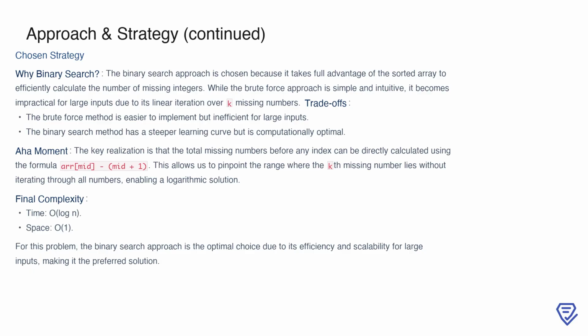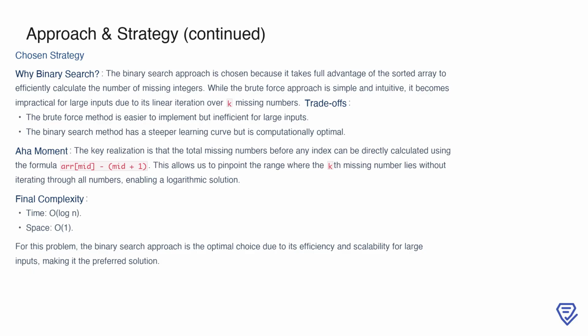While the brute force method is intuitive and straightforward, its inefficiency for large inputs makes it less suitable for scalable solutions. The binary search method, on the other hand, offers logarithmic time complexity and constant space usage, making it optimal for both large arrays and large values of k.